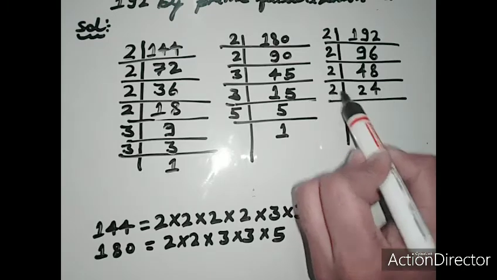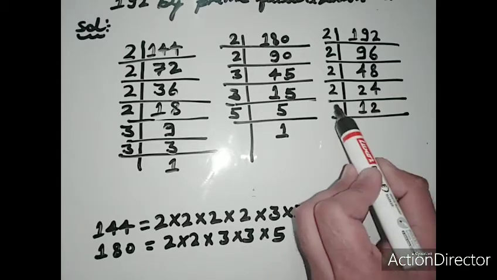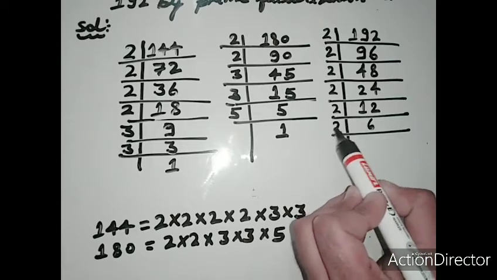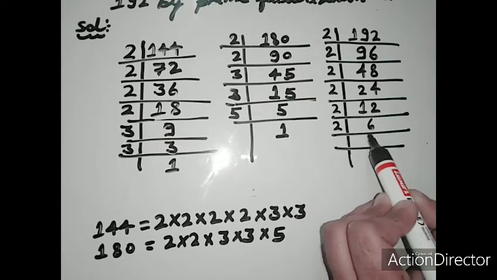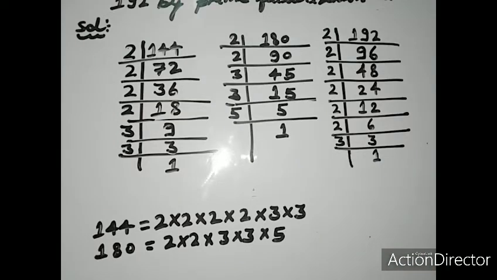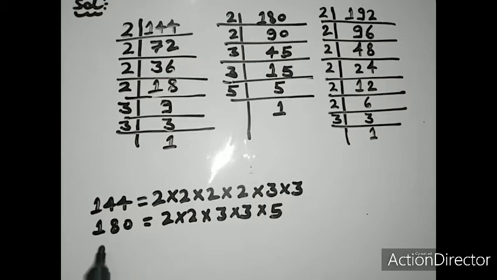Then again divide by 2. 2 1s are 2 and 2 2s are 4. Then again divide by 2. 2 6s are 12. Then again divide by 2. 2 3s are 6. Then 3 1s are 3. Now here we write all factors of 192 here.